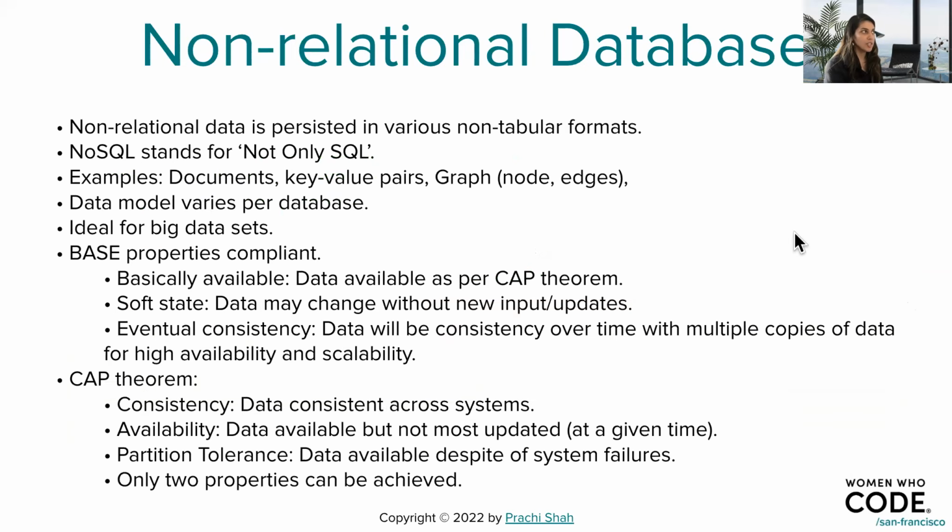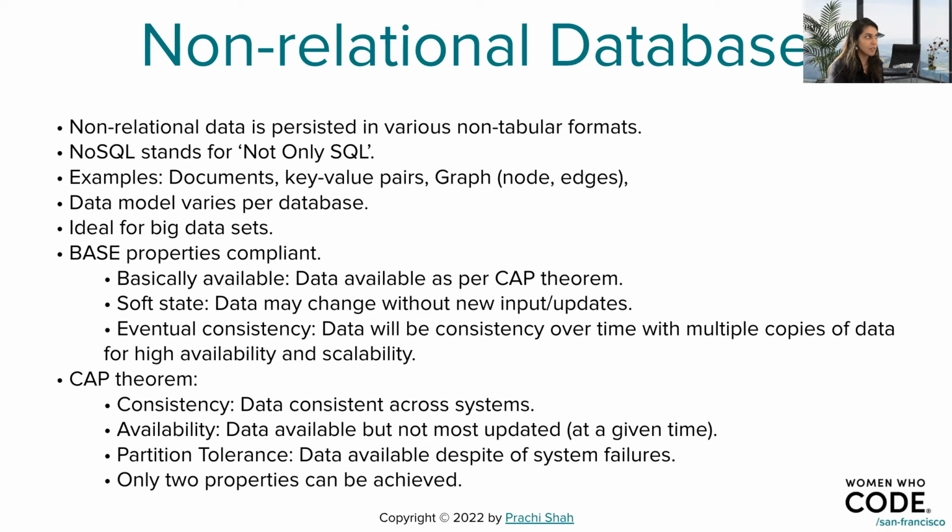Now we'll look into non-relational databases. Non-relational databases are very different. The data is basically persisted in a non-tabular format. Relational databases clearly have rows and columns, and a row-column combination is the record, right? And data is structured and your data is related. But in non-relational databases, you persist data in a non-tabular, non-row-column format. The traditional row-column format is not what non-relational data looks like.